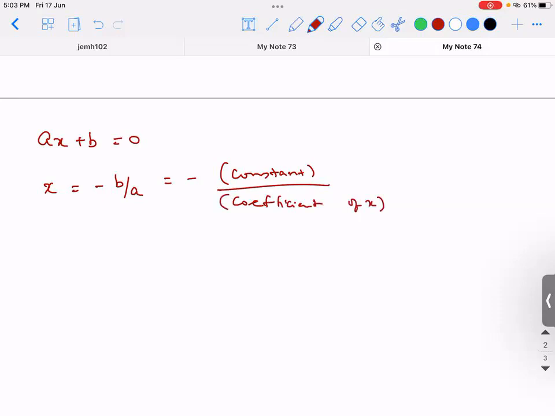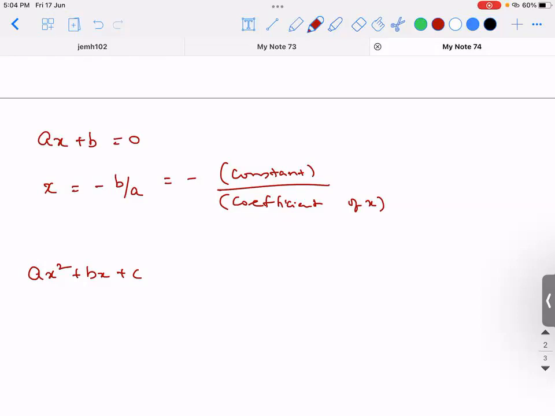Correct? Similarly, if I have ax square plus bx plus c, this is a quadratic polynomial, right? I want to write the zeros of this quadratic polynomial in terms of its coefficients. How do I do that? But how did you get it? That is more important. You need to know why you are writing it.